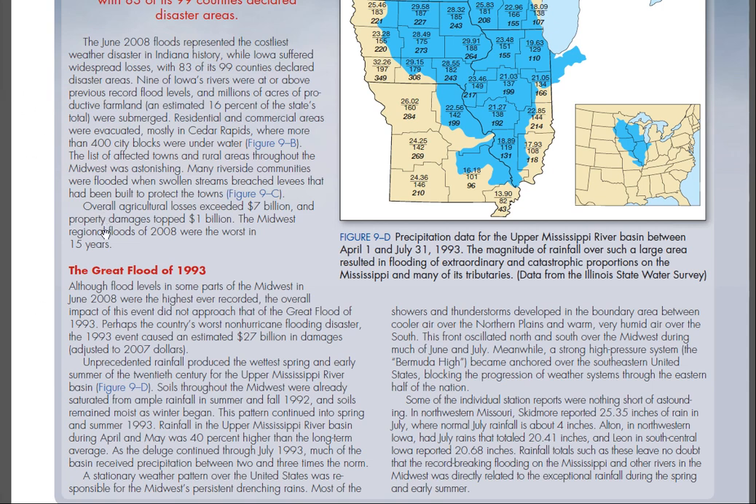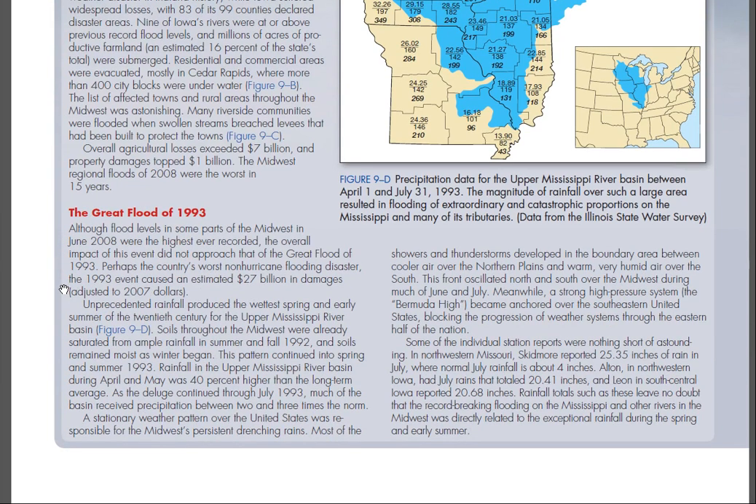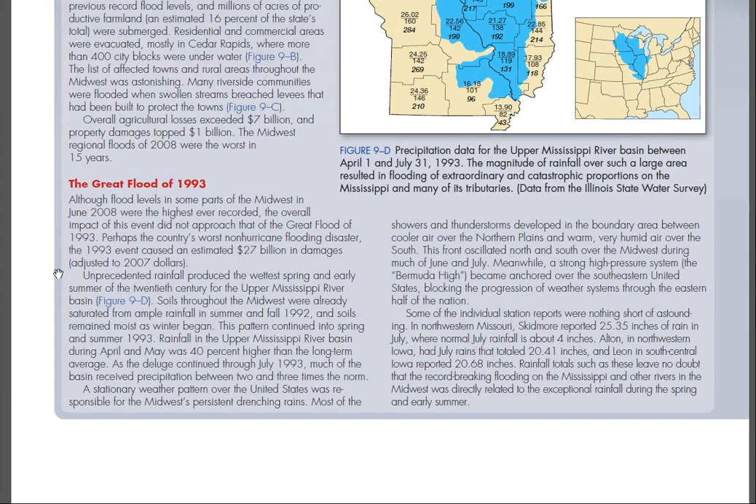The Great Flood of 1993. Although flood levels in some parts of the Midwest in June 2008 were the highest ever recorded, the overall impact of this event did not approach that of the Great Flood of 1993. Perhaps the country's worst non-hurricane flooding disaster, the 1993 event caused an estimated $27 billion in damages, adjusted to 2007 dollars.